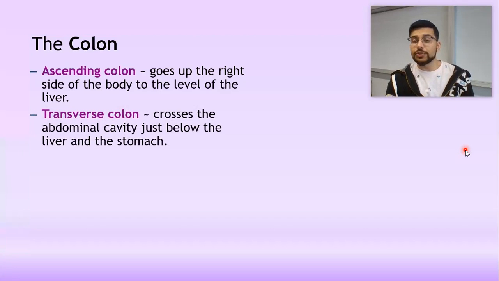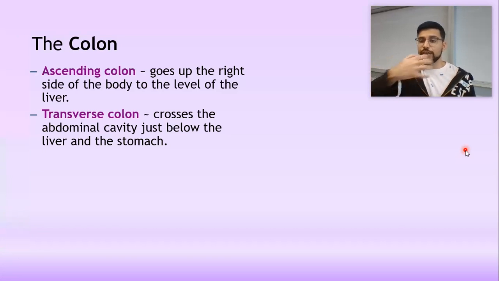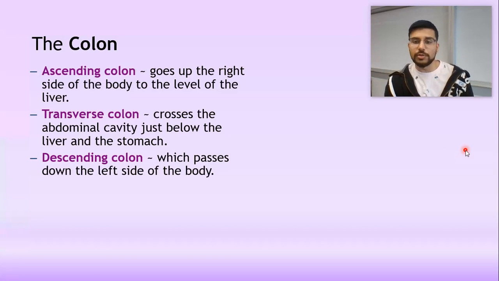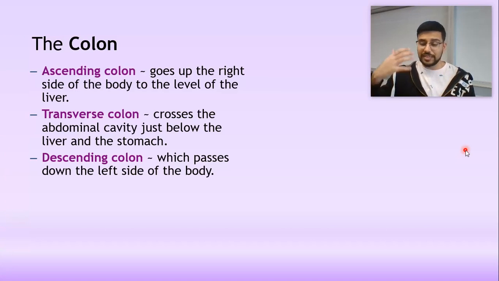And then you have the transverse colon that goes across the top of your abdomen, and it goes from one side to the other. So your ascending colon goes up on your right side, and then the transverse colon takes it from the right side and transfers it to the left side. It transverses across your abdominal cavity. Then you have a descending colon. This brings the product back down, now on your left side of the body.